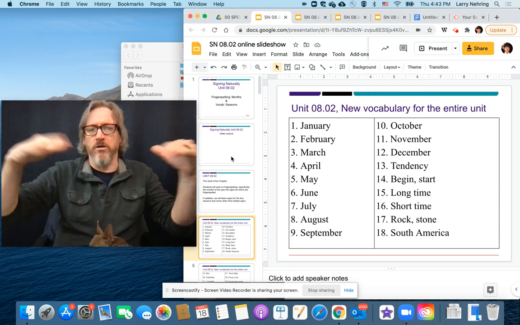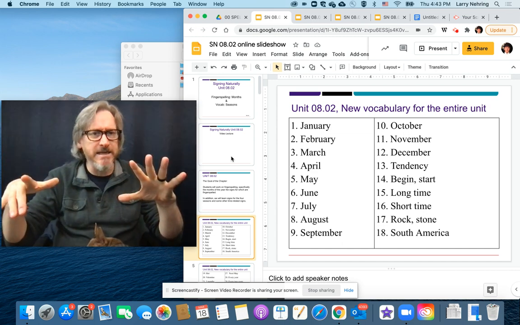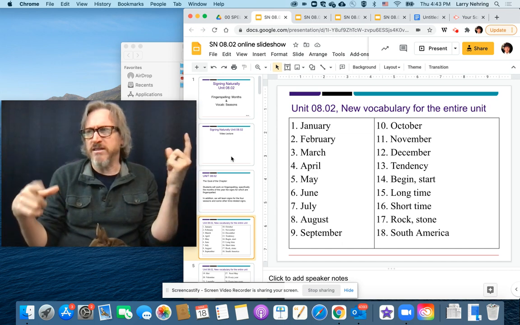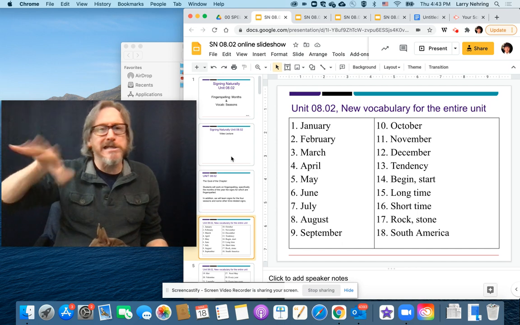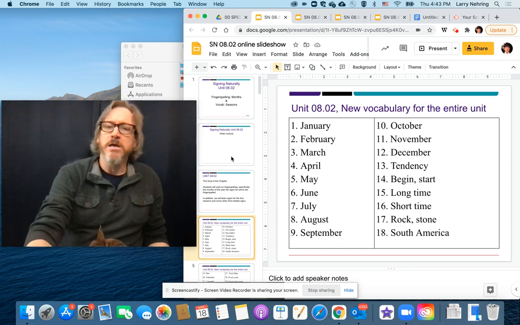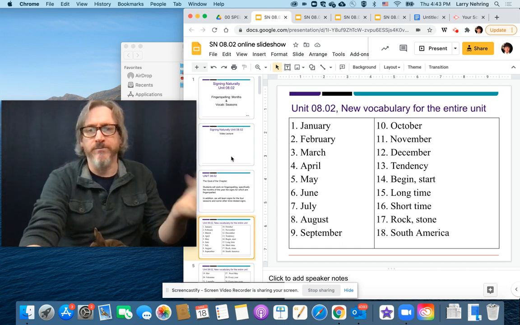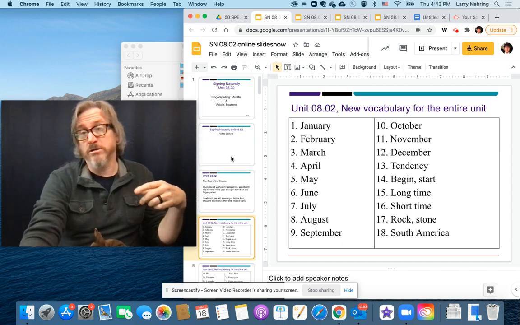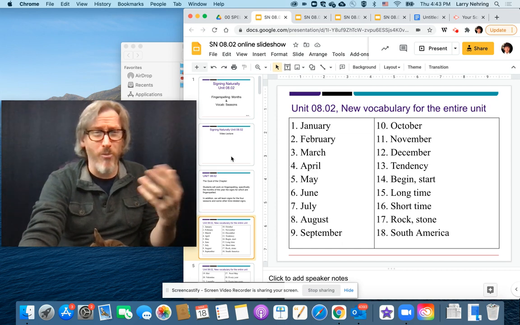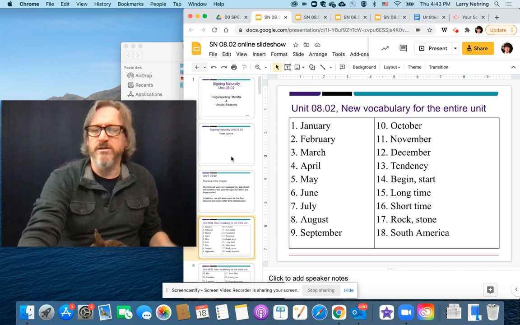So we've got all the months, and then tendency, things that happen like, in this time of year in summer, it tends to be like this. We're going to teach that sign. Begin, start, begin something, start something. Long time, short time, rock, stone, South America. I know these seem like, why are all these together? They're coming from the different stories, and things like that.